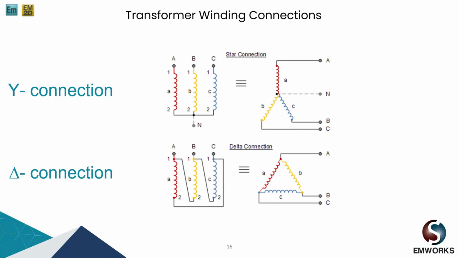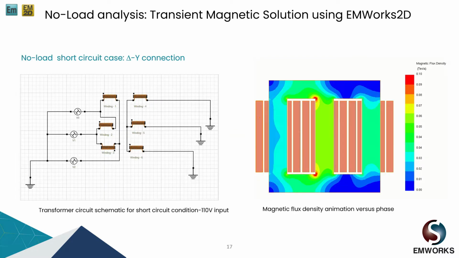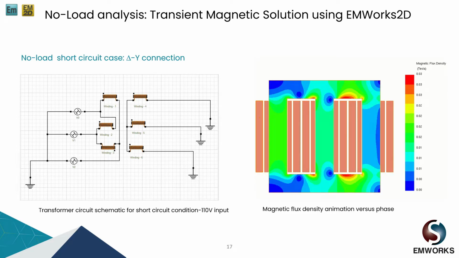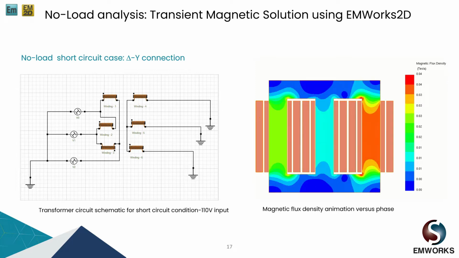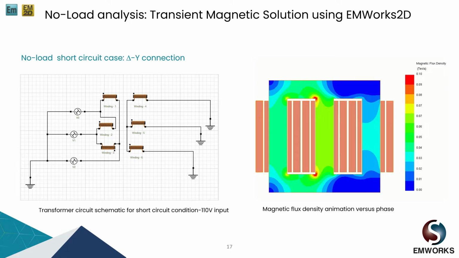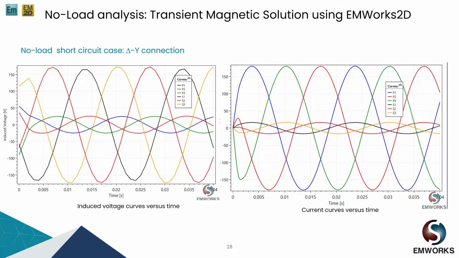Okay, now we are going to study the Y-delta connection. Here our primary side is connected in delta, and we can see short circuit analysis under the delta-star connection. You can see the animation of the magnetic field. This allows several connection types, so you can perform any connection that you want here and investigate the results. Here we can see the short circuit current versus time, and the induced voltage results versus time as well.